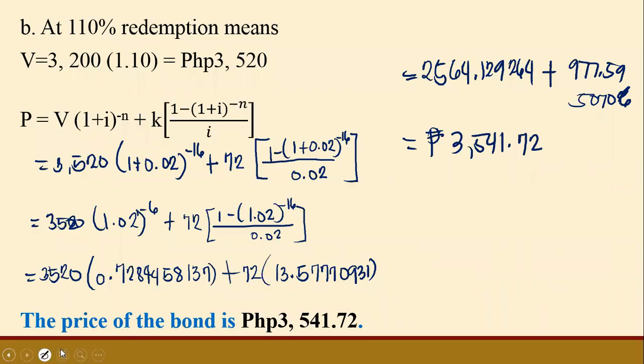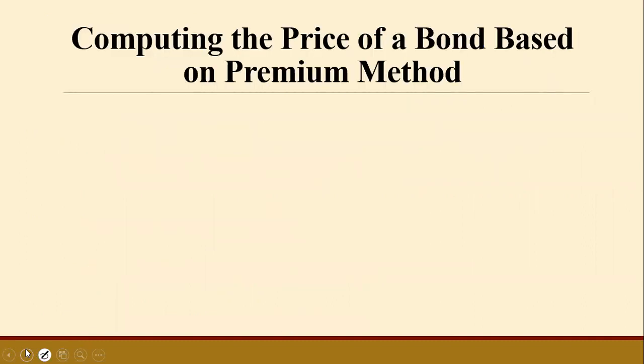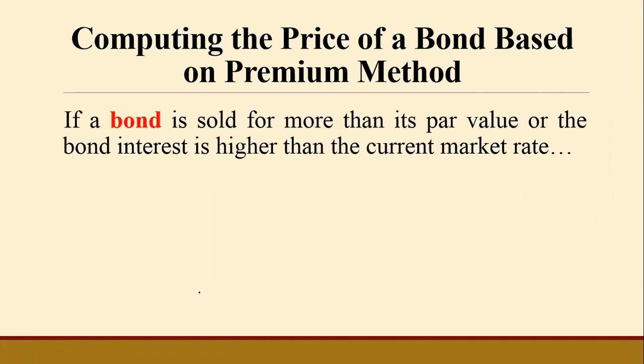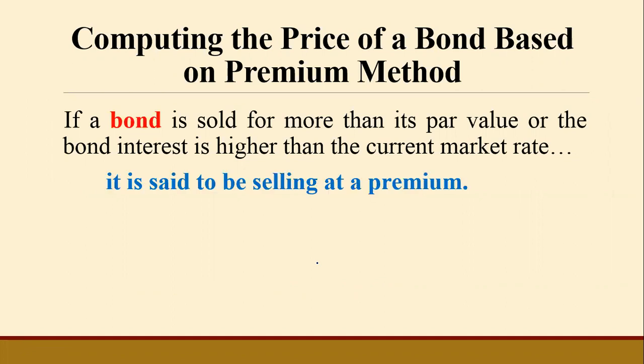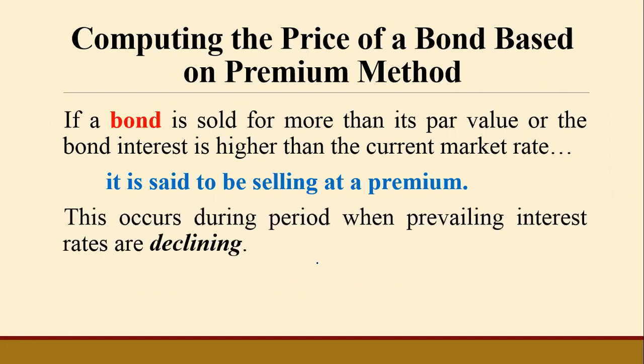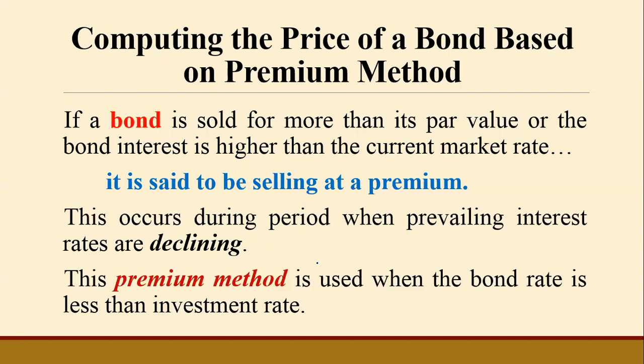Next. Computing the price of a bond based on premium method. Okay. So, dito naman, if a bond is sold for more than its par value or the bond interest is higher than the current market rate, it is said to be selling at premium. Okay, so this occurs during periods when prevailing interest rates are declining. Okay, so this premium method is used when the bond rate is less than investment rate.